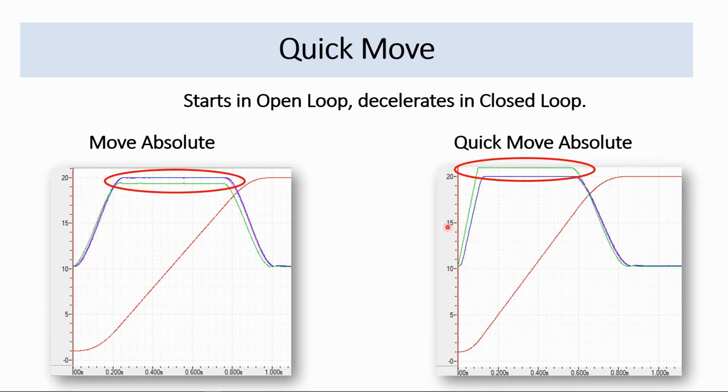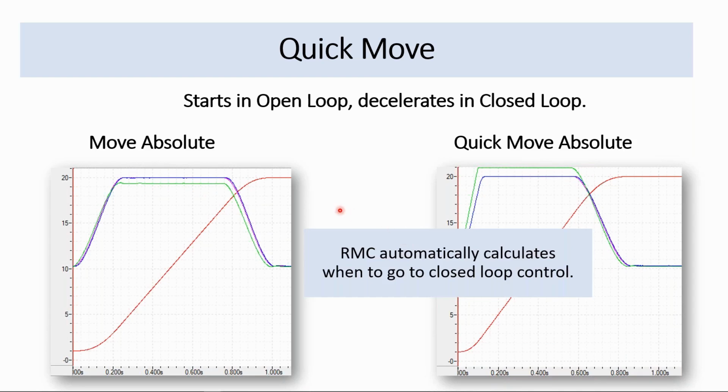And then once we're in motion, we have a target profile in the regular move that we're following, and the control output changes to make sure we're staying on velocity. Whereas in the quick move, we're in open loop. So we're just doing a straight open loop value, and you see that one's just flat right here. And then eventually we switch to closed loop control and move down. The RMC automatically calculates when to go to closed loop control based on your current velocity and position and the final requested position.